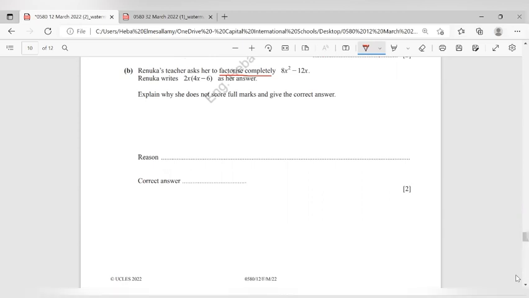Before explaining why she does not score full marks, someone will just think of giving the correct answer first, which is going to be, I will write here, 4x multiplied by 2x minus 3. So this must be the correct answer. What differs your correct answer from the answer that Renuka gave actually? Because I still have a common factor here between the 4 and the 6. So I have to get 2 out of the brackets.